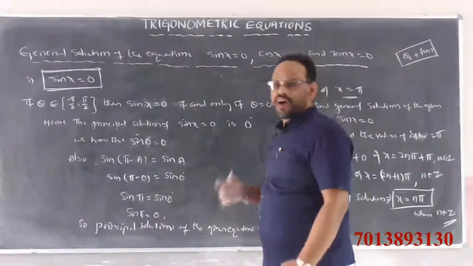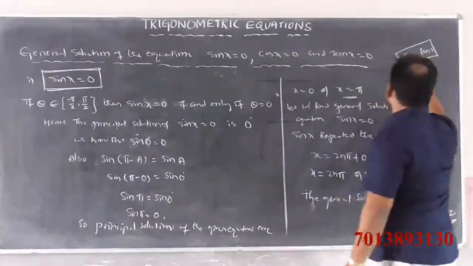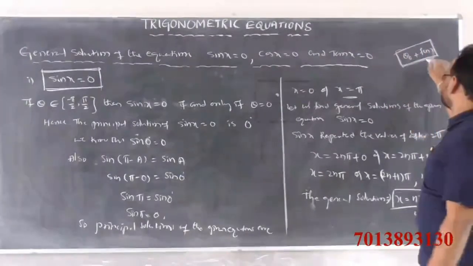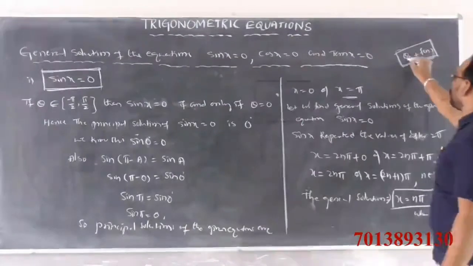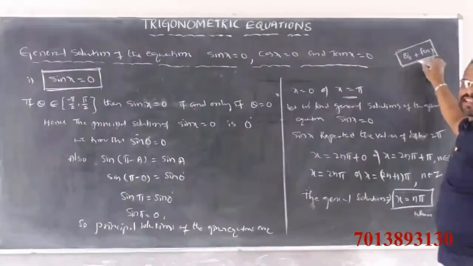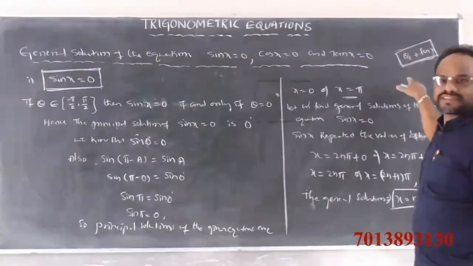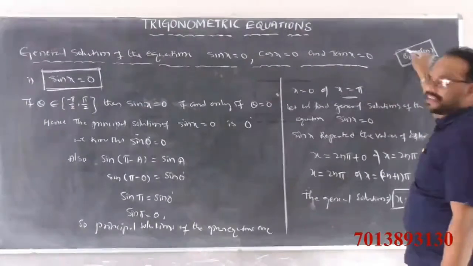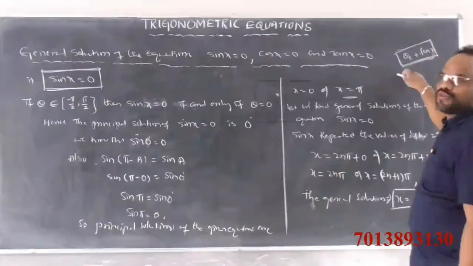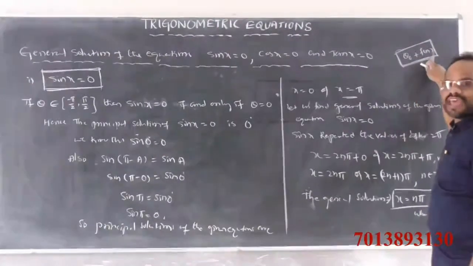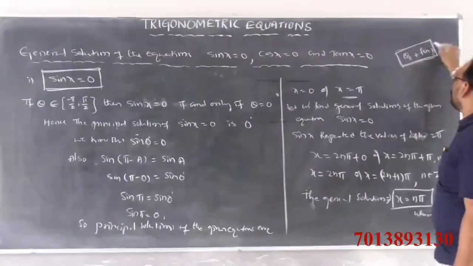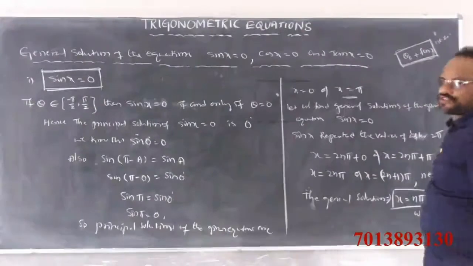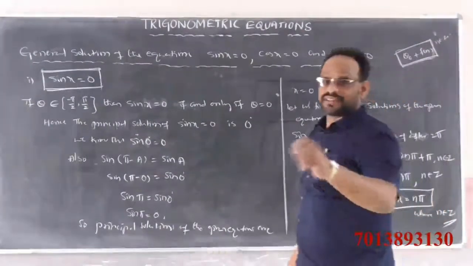Already we know that the general solution is an expression. It is in the form of theta naught plus f of n. Theta naught is a particular solution, that is the principal solution. f of n is a function involving pi, and n belongs to Z. Already we discussed this in detail.